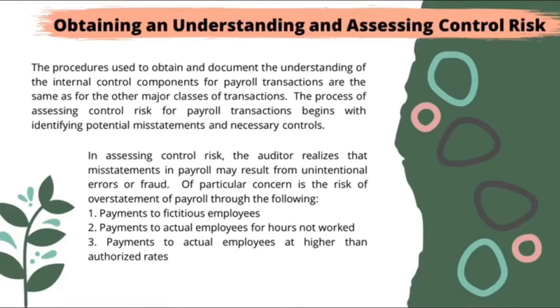Obtaining an understanding and assessing control risk. The procedures used to obtain and document the understanding of the internal control components for payroll transactions are the same as for the other major classes of transactions. The process of assessing control risk for payroll transactions begins with identifying potential misstatements and necessary controls. In assessing control risk, the auditor realizes that misstatements in payroll may result from unintentional error or fraud.